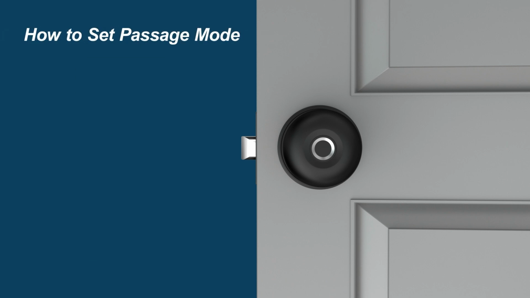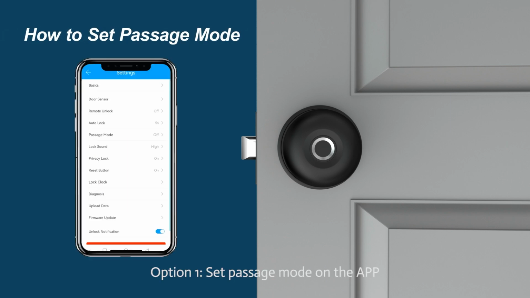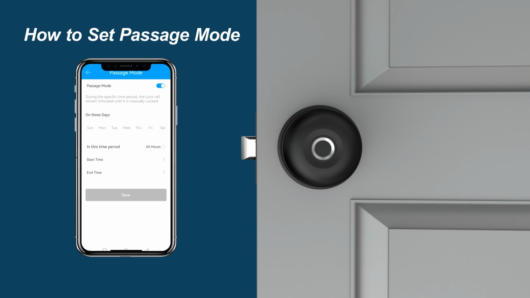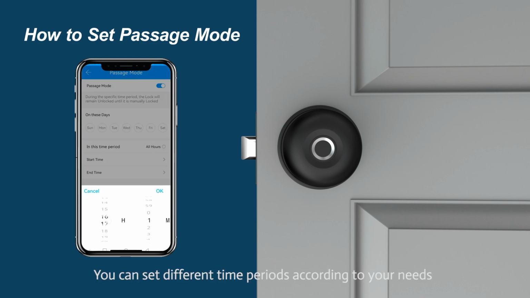How to set passage mode. Option 1. Set passage mode on the app. Click Setting and click Passage Mode to open it. You can set different time periods according to your needs.